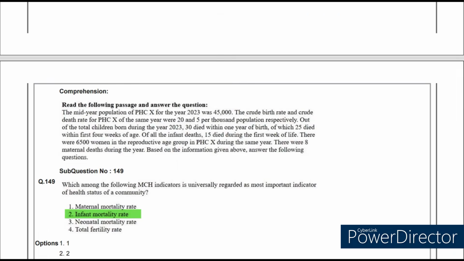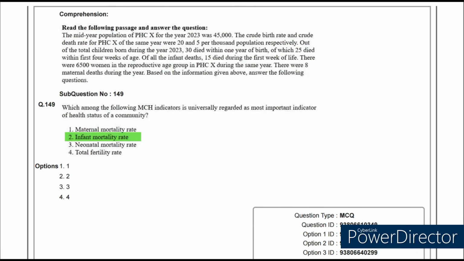And now coming to question number 149, they're asking you to find the most important indicator for health status of a community. It is infant mortality rate, that is IMR, because it reflects not only the health and nutritional status of mothers and infants, but also the overall effectiveness of healthcare, sanitation, and socio-economic conditions of a community. So that's why we consider IMR as the most important indicator of health status of a community.